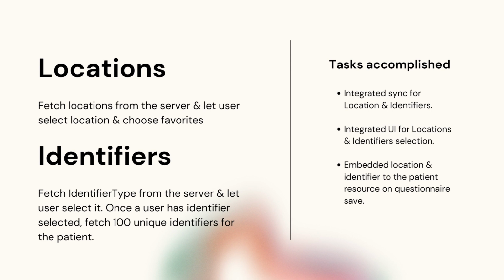And once the user selects an identifier, since this is going to be an offline application and we want to make sure that the identifiers aren't duplicated, we fetch 100 unique identifiers from the server itself. So whenever the user saves the patient, the fetched unique identifier is being added to the patient.